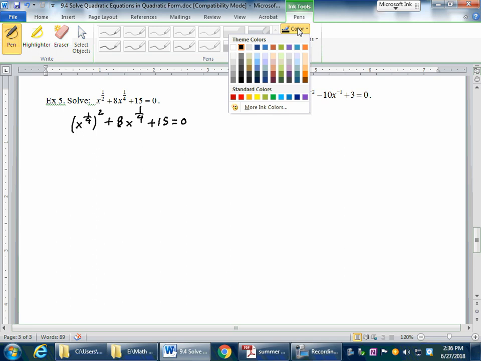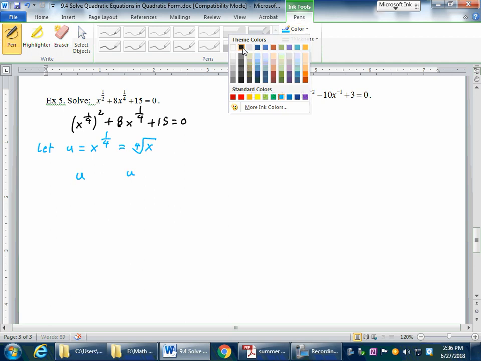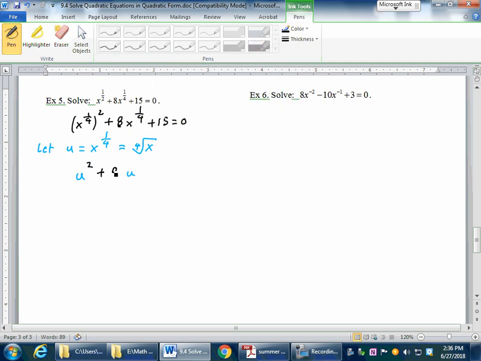So now, using substitution, I will let u be equal to x to the 1/4 power. Remember that the 1/4 power is the 4th root of x. Substituting u, the first term will become u squared, and the second term will become 8u. So u squared plus 8u plus 15 equal to 0. Now this is in quadratic equation format. It is factorable, so it will be u plus 3 and then u plus 5.